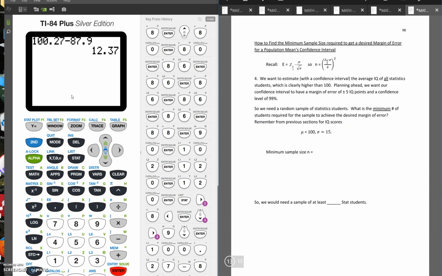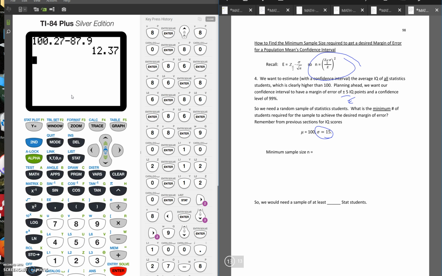Now, just like we did with proportions, we can find the minimum sample size needed. So here's our formula for n. The z is going to come from the formula sheet again, that critical value. So our problem here says we want to estimate the average IQ of all students. Planning ahead, we want our confidence interval to have a margin of error of plus or minus 5, so that's our E, and a confidence level of 99%. So our minimum sample size, and we're given our standard deviation.